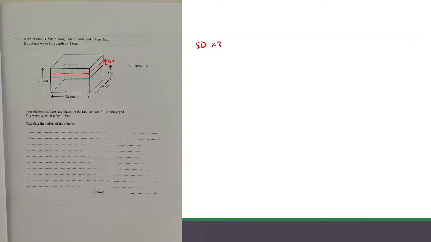50 times 34 times 4.5. Now you could work out the volume of the water currently, or the volume of the whole shape, but this is the most efficient way to do it because there's no need to work out all of that for this question. If we multiply them together, we get 7650 centimeters cubed. This represents the volume that we've risen by, and this is equal to the volume of 4 identical spheres.